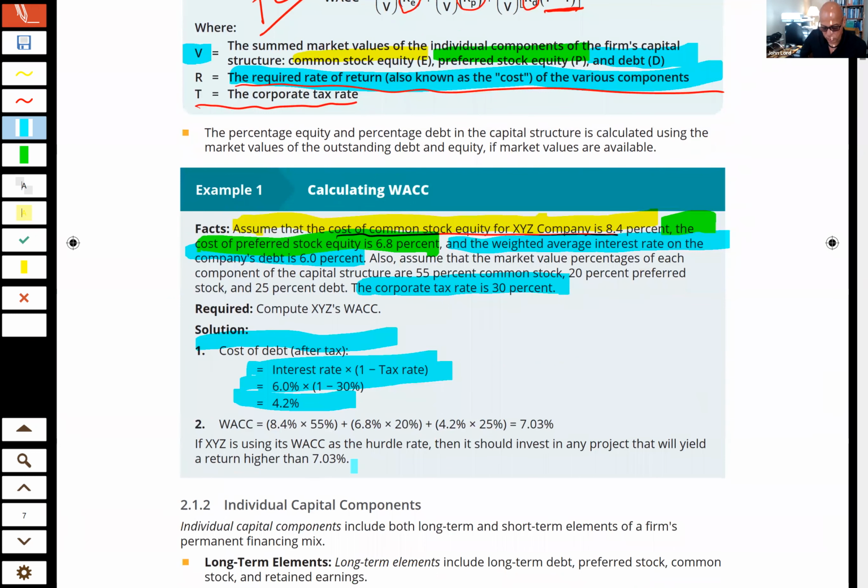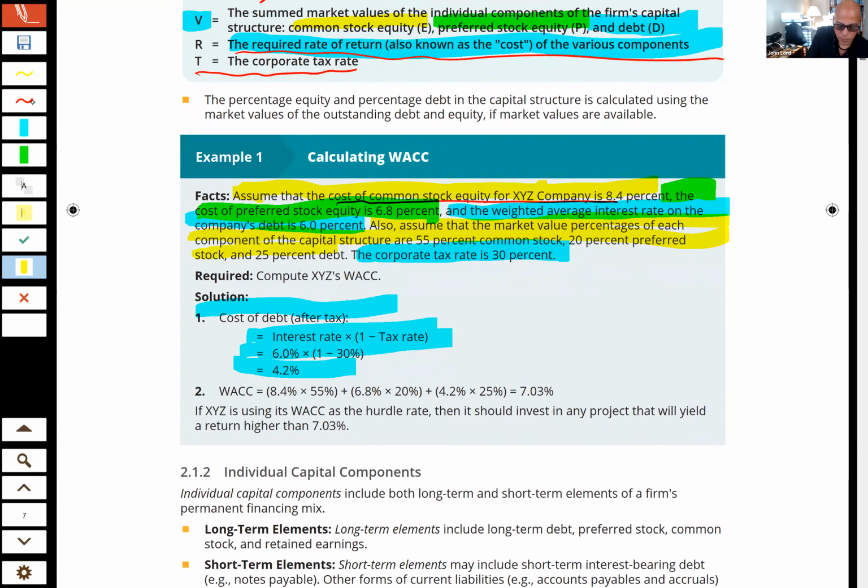Now, they just give us the weights: 55% common stock, 20% preferred stock, and 25% debt. So now all we have to do is pick up those cost numbers that were pretty much given to us. We had to calculate that one, of course, right there. And then we apply the relative percentages that were given, okay? And so the weighted average cost of capital is 7.03%.